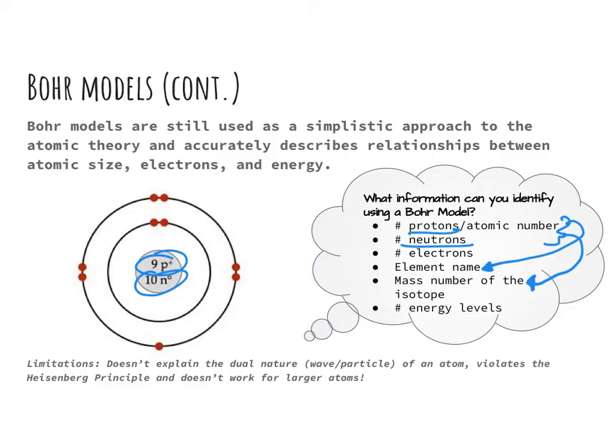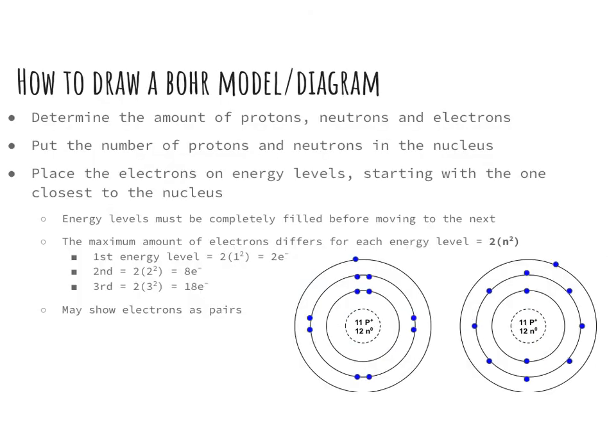So these rings on your Bohr models represent energy levels. We will talk more about energy levels in future units. But one thing you should note is that the one closest to the nucleus would be energy level 1, then 2, and they can go out to 7. So one of our targets was drawing a Bohr model or a Bohr diagram.